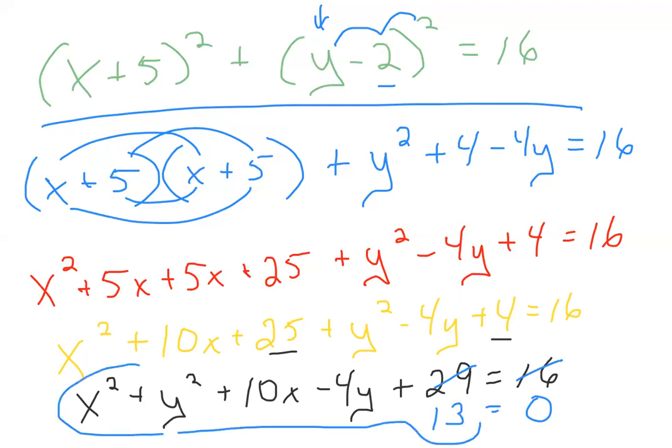So that is general form: x squared plus y squared plus 10x minus 4y plus 13 equals 0. That is taking it from center form. We expand it out and put it in order.